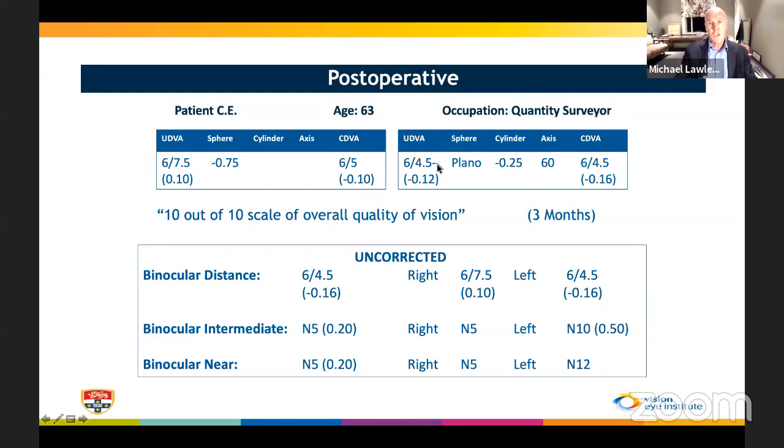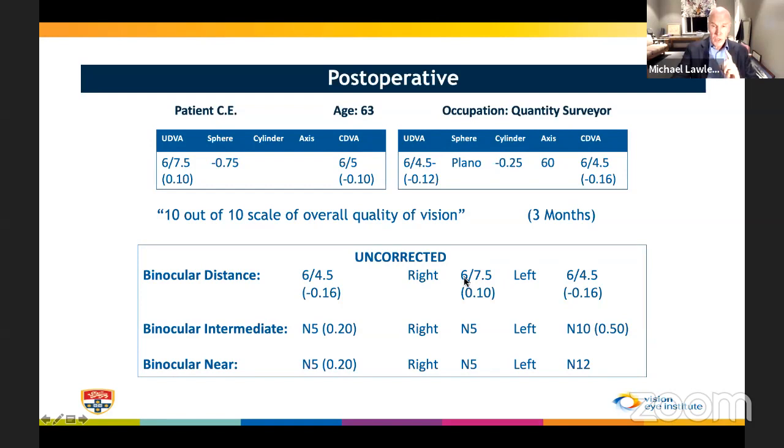The Clarion eye, 6/4.5 unaided, perfect distance vision as planned. In the right eye, we got him to -0.75. That's great, and he corrected up to 6/5. But that's how this left eye is the Clarion, so a monofocal lens. At intermediate, at 66 centimeters, he's reading N10. At near, he's reading N12. That's what a monofocal does.